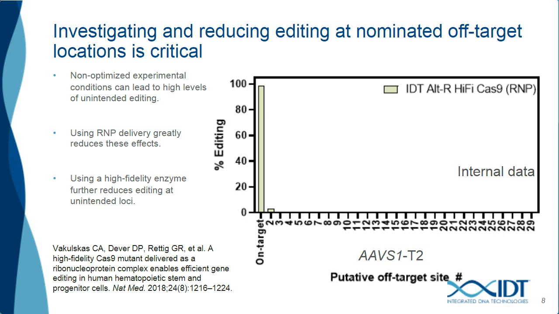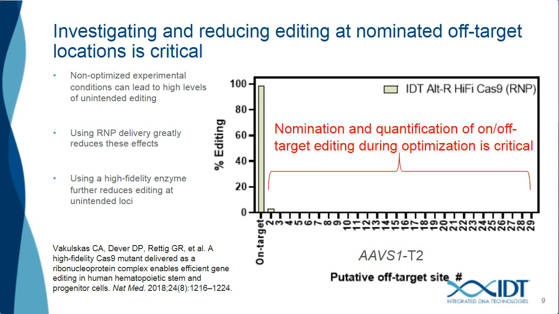We recently published the results on this Cas9 mutant in 2018. This all just shows how dramatic off-target editing effects can be, though, and how important quantification of both on- and off-target loci are in the process of optimizing a gene editing outcome.